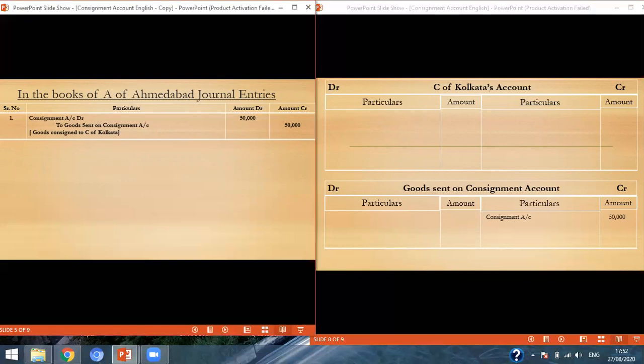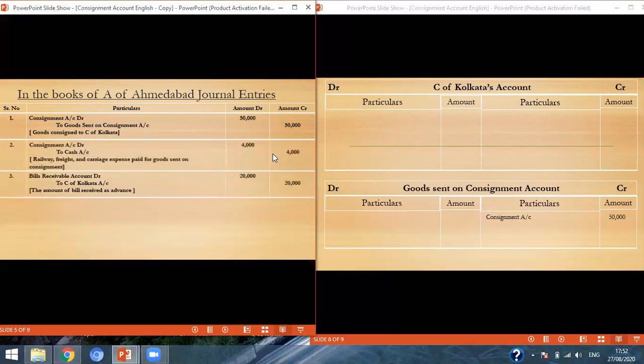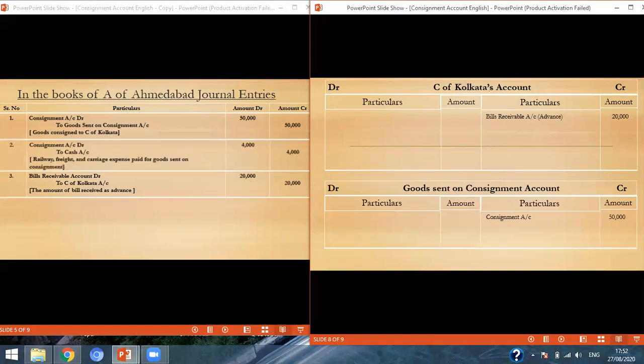Then our second entry is consignment account to cash account. So here no entry is needed. Then bills receivable account to C of Kolkata. So now here C of Kolkata's account is credited by 20,000. So on the credit side we will write down bills receivable account, in bracket the narration advance, and the amount will be 20,000.